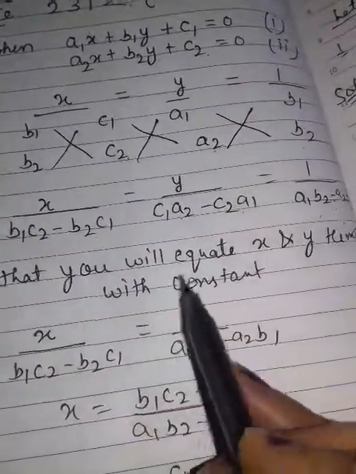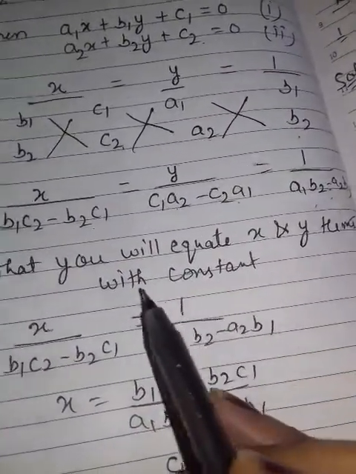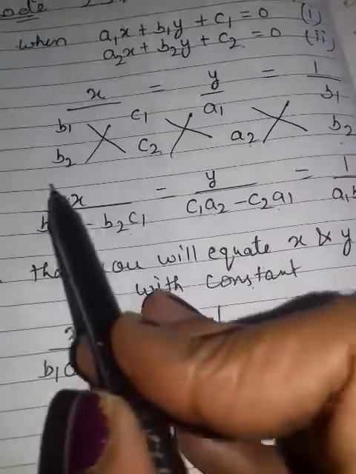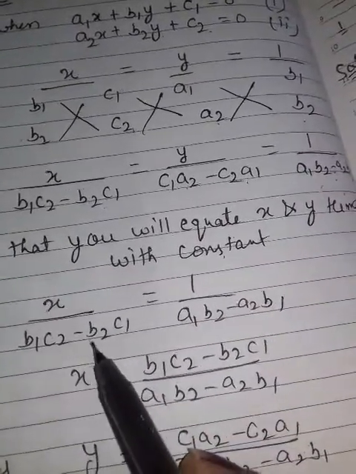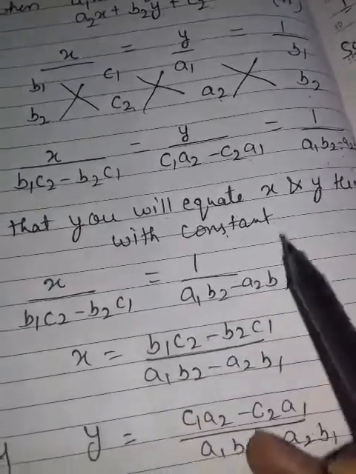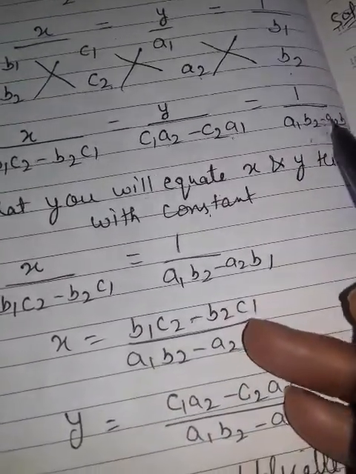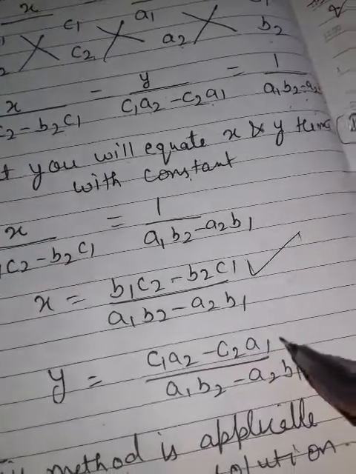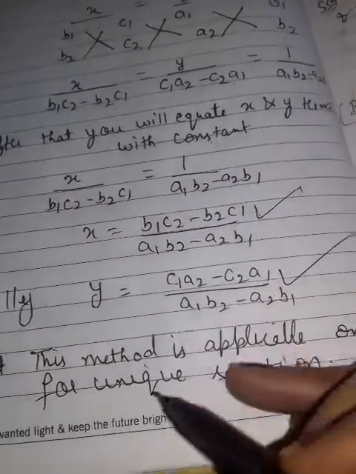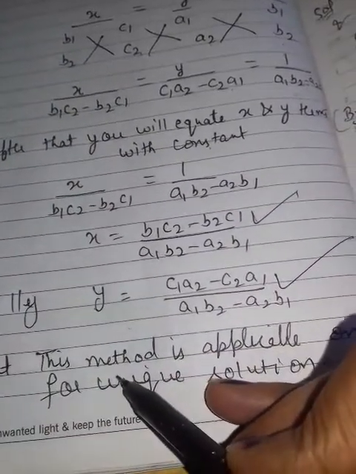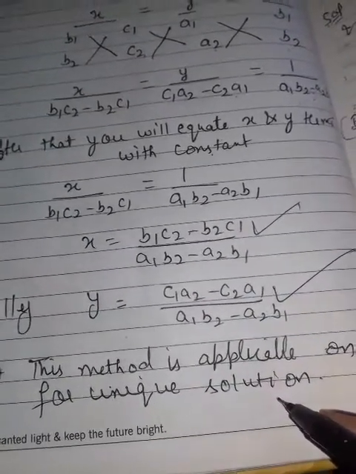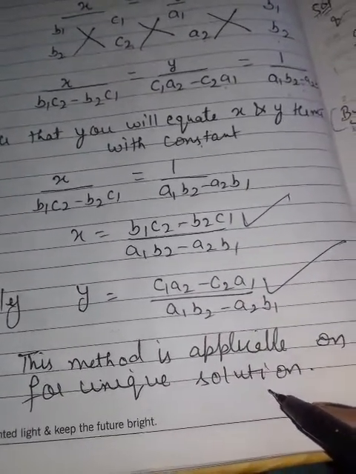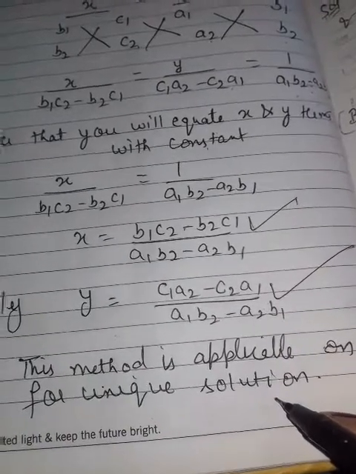After that you will equate the x and y terms with the constant terms. Like this term you will keep with this, and this will become its numerator. Similarly you will keep y with the constant, then you will get the values of x and y. But remember this thing also, this method is applicable only for a unique solution. A unique solution means when the lines are intersecting. It is consistent. How will you check?